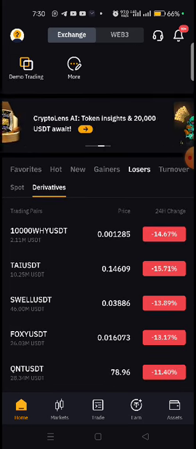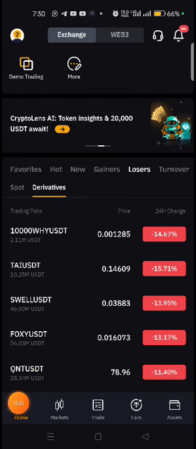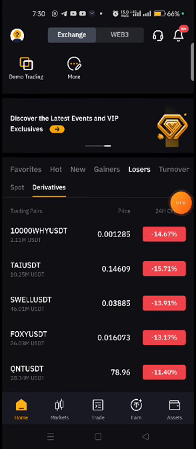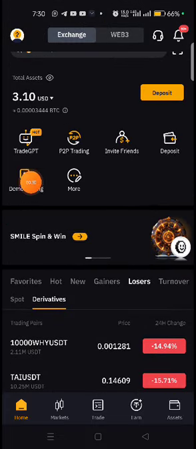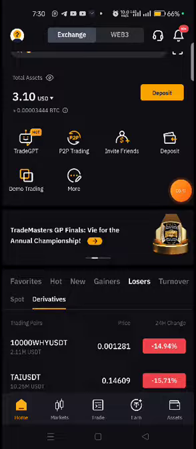So when you come to your home page, this is the home page here. When you click on your home page, you come up here, you are going to see demo trading. I hope you can all see it here, demo trading. Okay, click on the demo trading. Once you click on the demo trading, it's going to open for you.